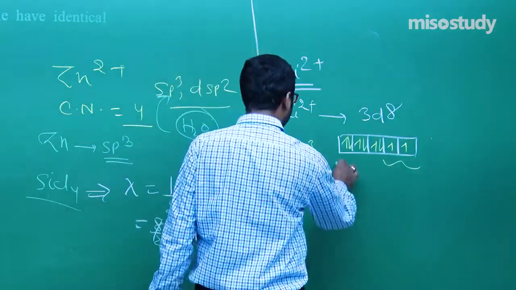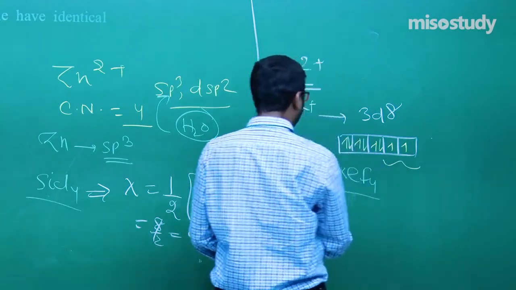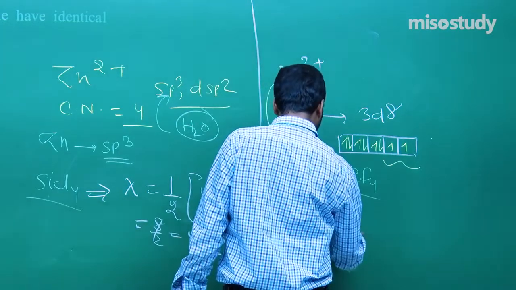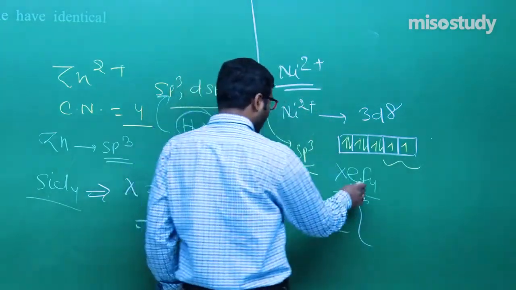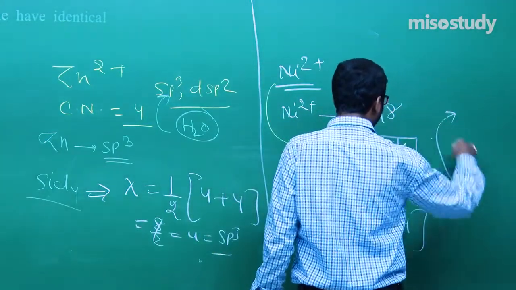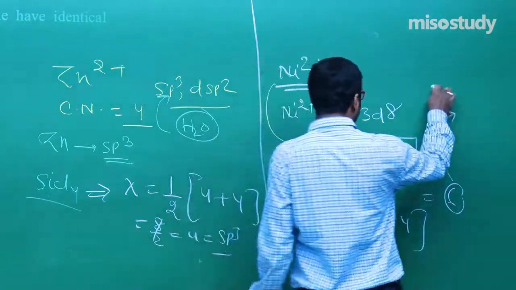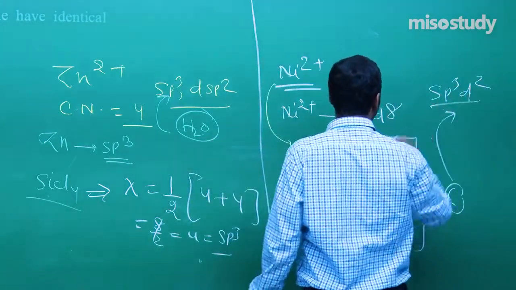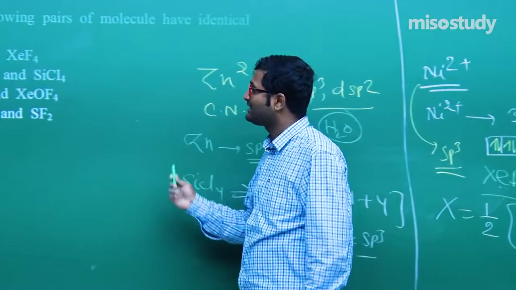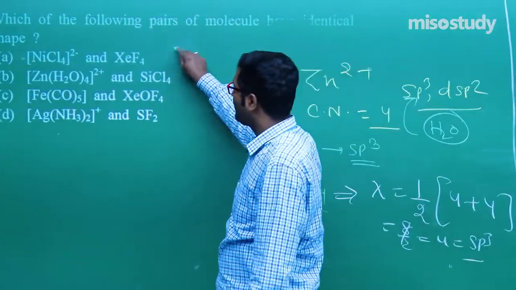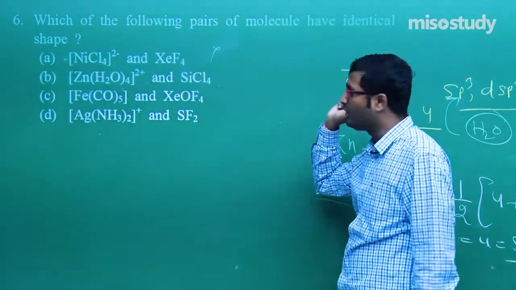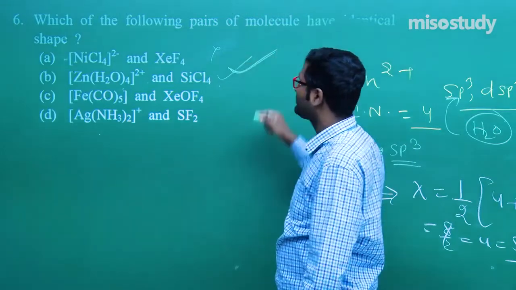Now check out XeF4, that is xenon tetrafluoride. How to find the hybridization? X is equal to 1 by 2 of the valence electrons: 8 plus 4, that is 12. 12 upon 2 is equal to 6. If the value of X is equal to 6, then the hybridization is sp3d2, not sp3. So for the first option, one has hybridization sp3 and the other is sp3d2. So the first is not the correct option. And if I talk about Zn(H2O)4 and SiCl4, here it is sp3. This is a single option type question.